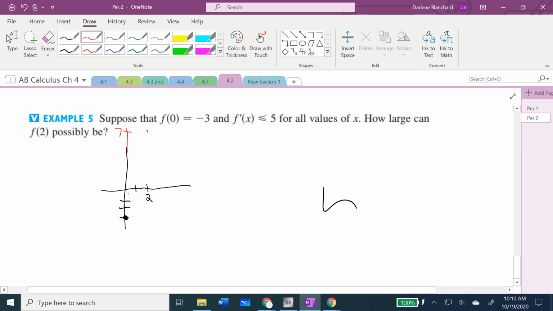So basically, f of 2 has to be 7 or smaller. How large can f of 2 get? It can get to being 7 at the most.